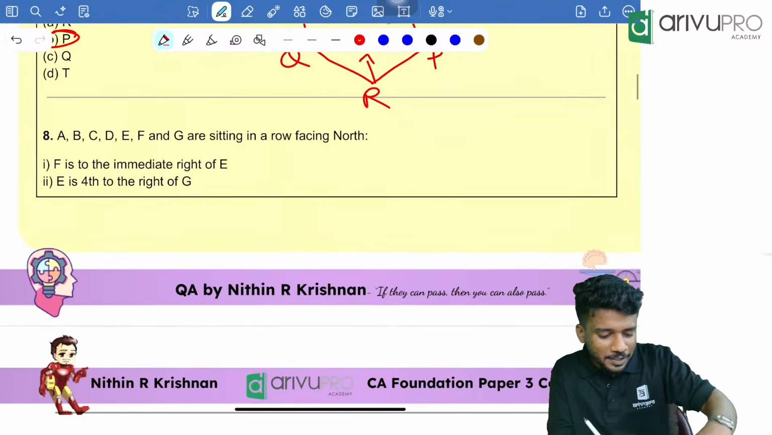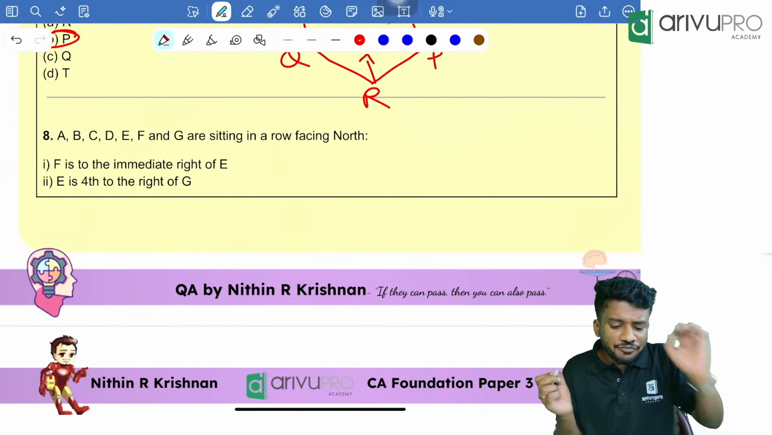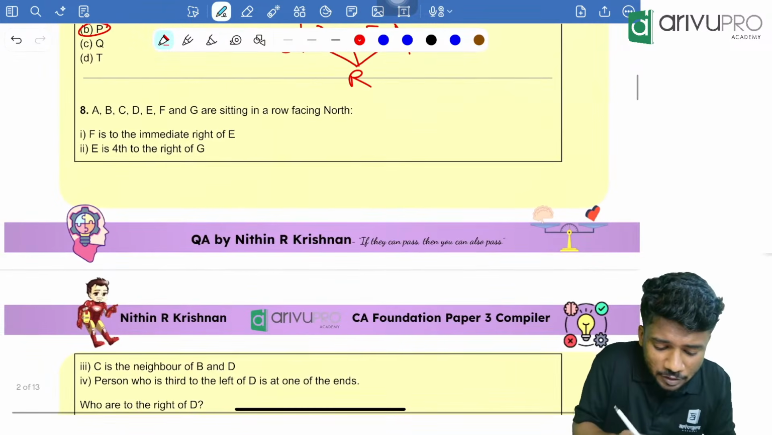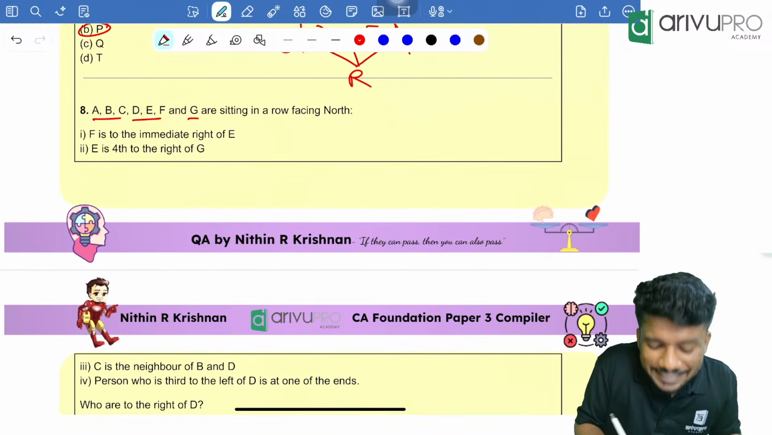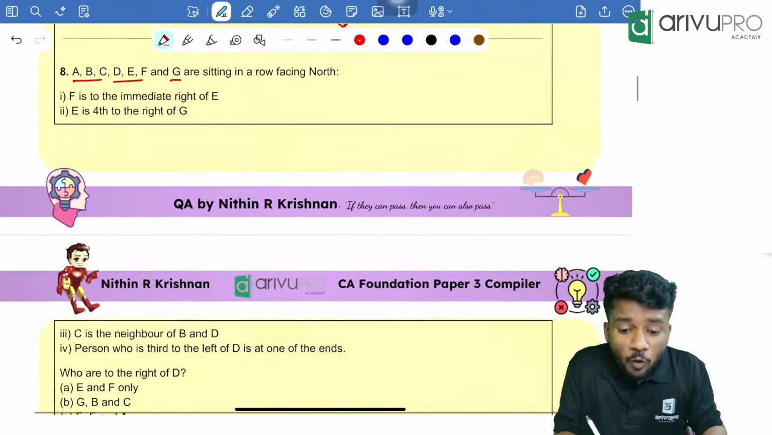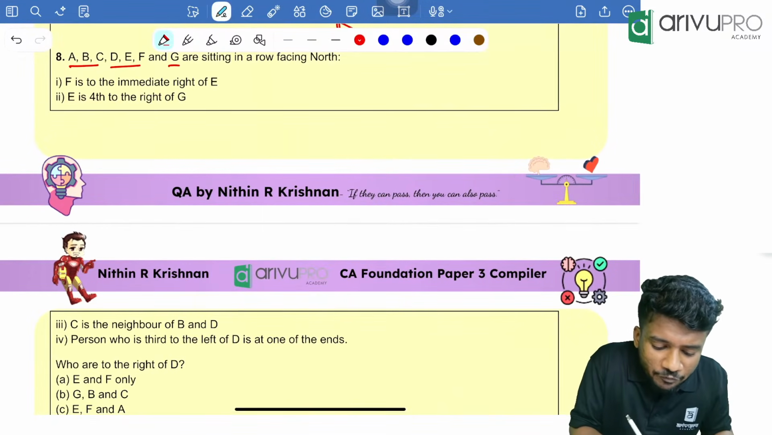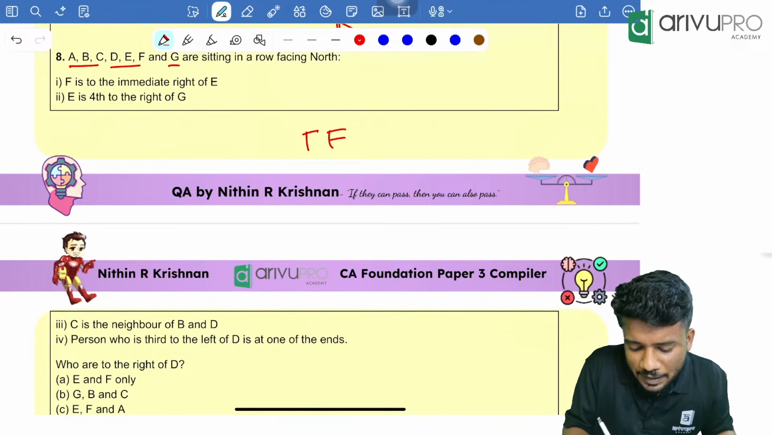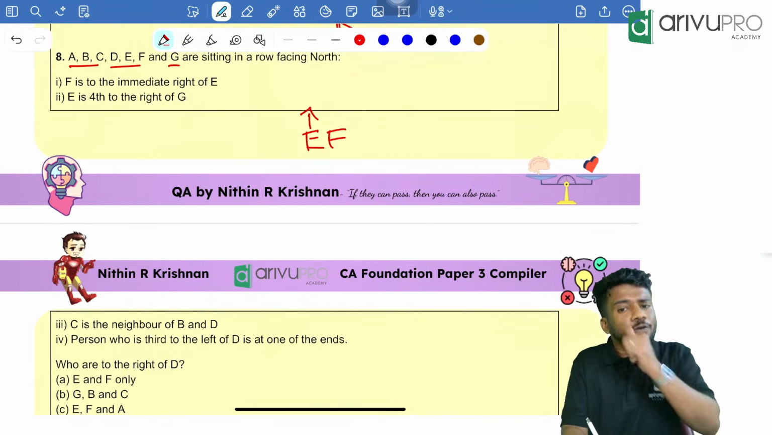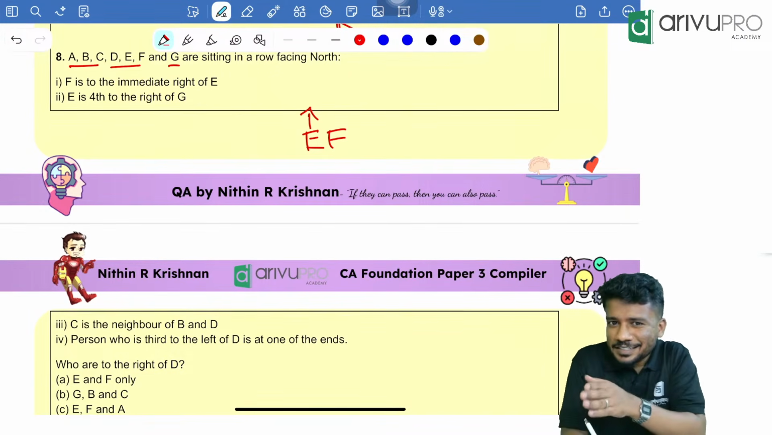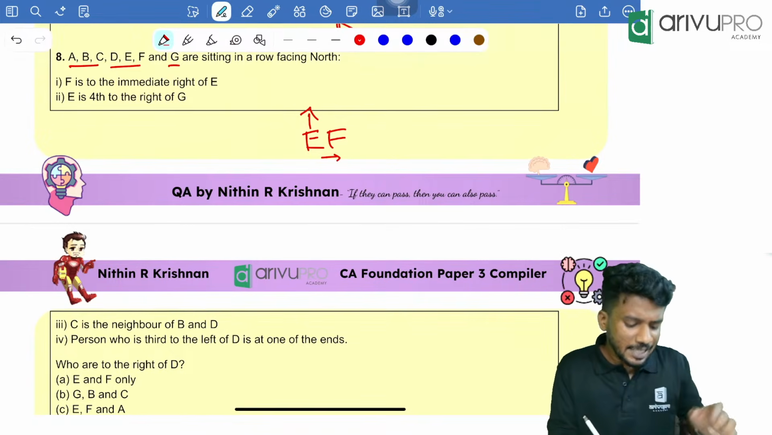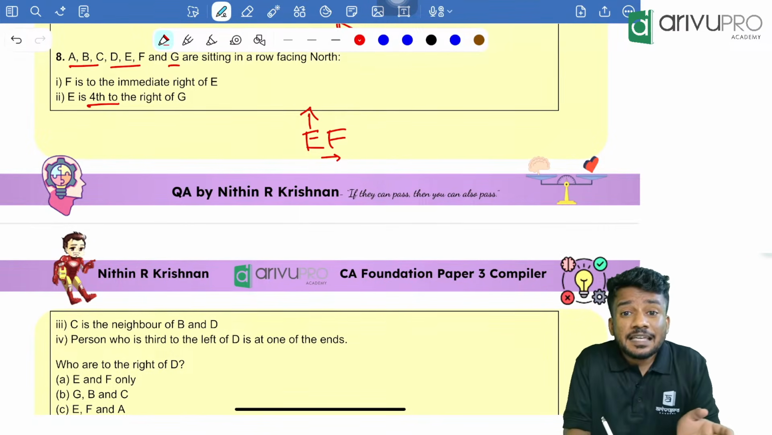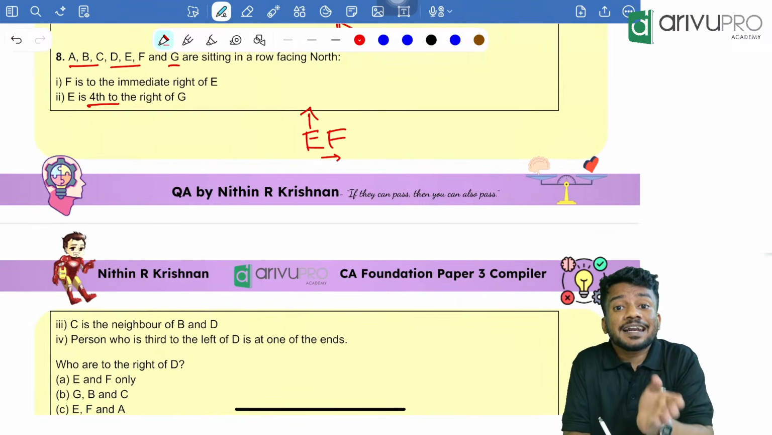Next question. A, B, C, D, E, F, G are sitting in a row facing north. How many people are there in total? 7 people are there in total. What is the first condition given? F is immediate right of E. They are looking towards north. That means right is over this side. Then what is given? E is 4th to the right of G.